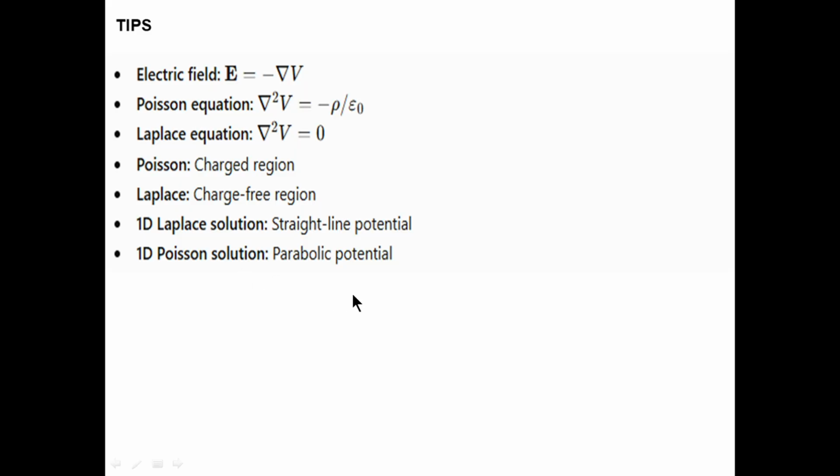So this is all about the Laplace and the Poisson's equation. In the next class we will discuss boundary value problems, and with the help of these boundaries we will find out the potential corresponding to the Laplace as well as Poisson's equation.